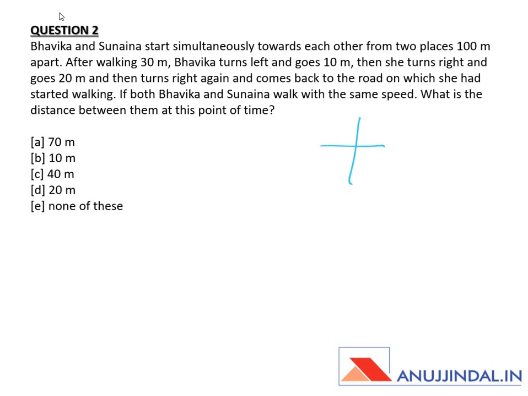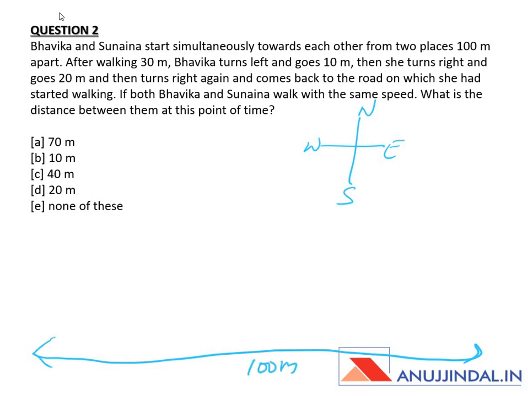So first of all, taking directions, this is east, this is west, this is north, and this is south. Now if you consider this to be a total of 100 meters apart, Bhavika is here and Sunaina is here. Then Bhavika starts walking. First she walks 30 meters. And then she turns left. At this point her left will be in the north direction. So she turns left and goes 10 meters in the north direction. Now she is at this point.